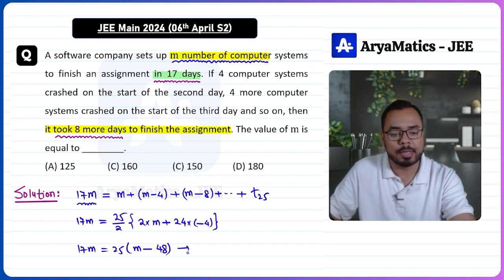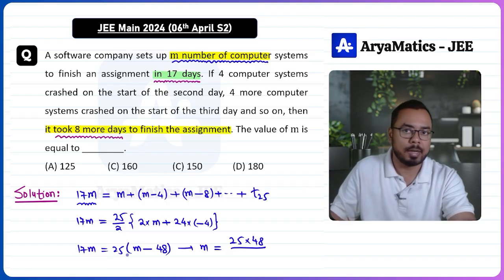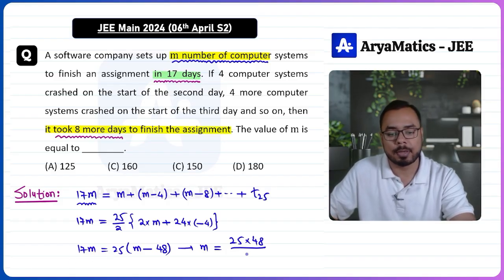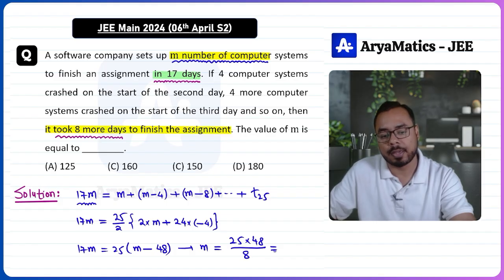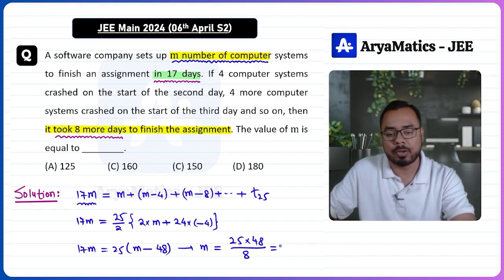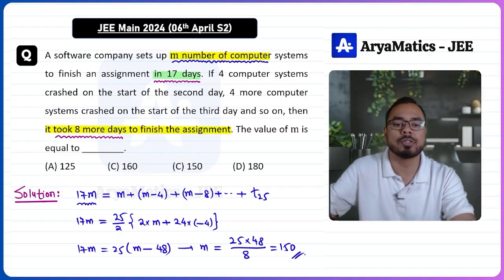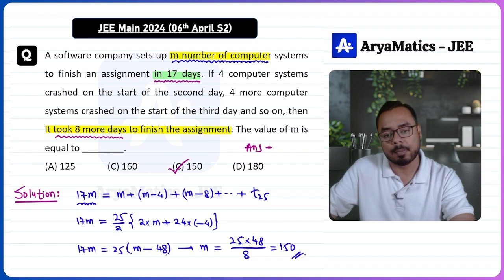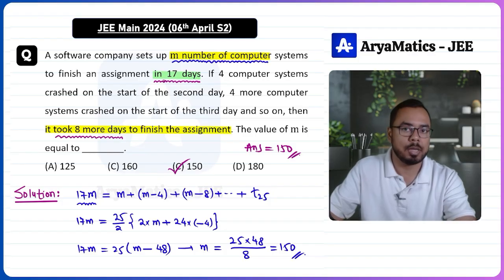And from here one can very easily see that value of m, this will be 25 into 48. This we can take on one side, and this divided by 25m minus 17m, so that will be 8, right? So from here we'll get 25 into 6, that will be 150. So that should be the value of m, and hence the correct answer for this problem will be option C, right? So this was a very interesting problem, and by using unitary method one can easily solve this one.